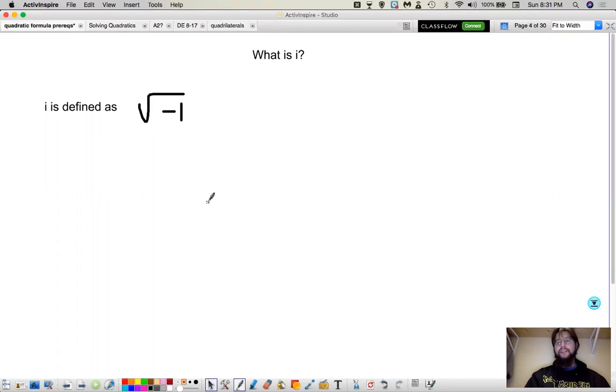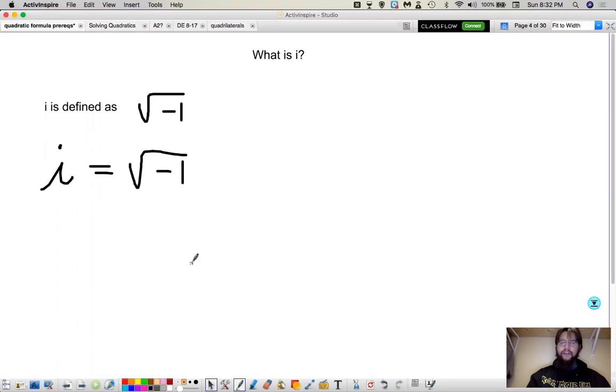Like pi. Pi is the ratio of a circle's circumference to its diameter. We just called it pi, okay? e is a special number where e to the x is the derivative of itself. Calculus, yeah, whatever. But there are certain special numbers that we just give names. i is one of them. i is the square root of -1.